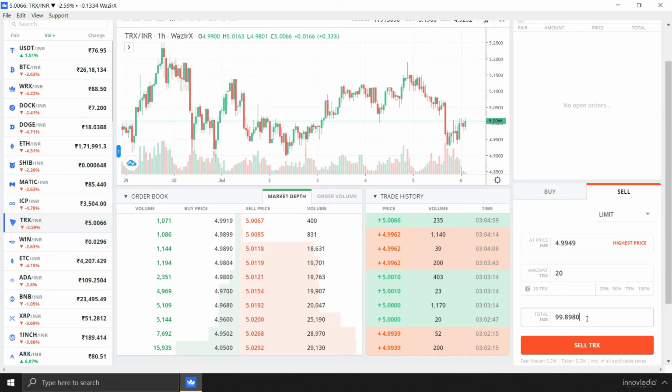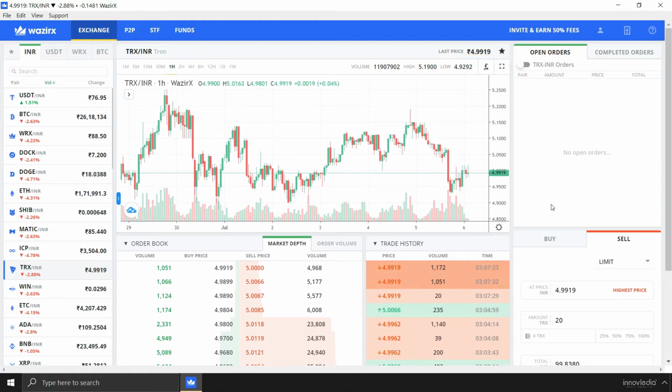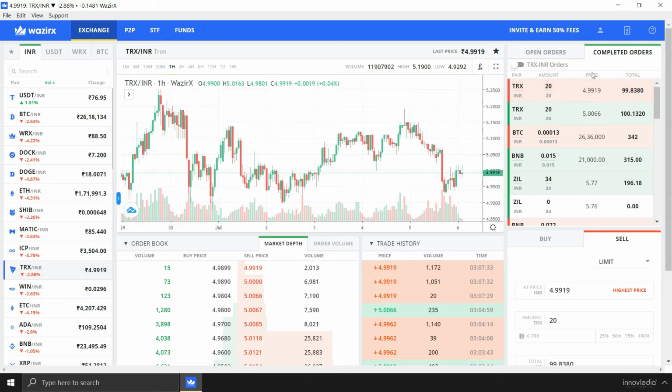Alright. So I'm going to click on this again, highest price, and I'm going to click on this 100% again, and then I'm going to click on sell TRX button to sell the TRX. Order placed successfully. It has been completed as well. Look, the order has been completed.